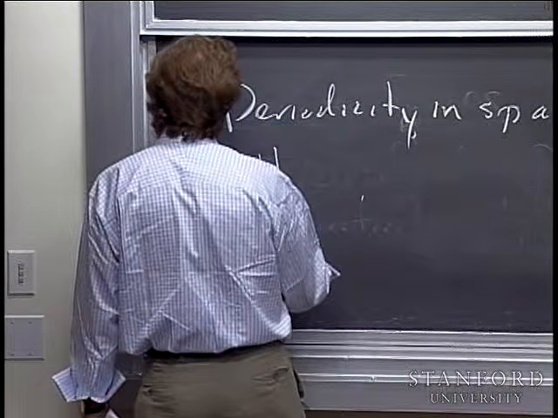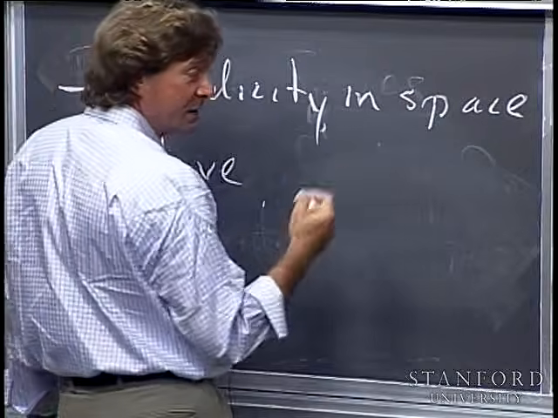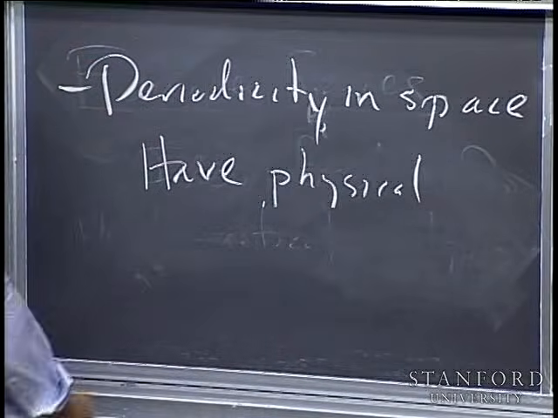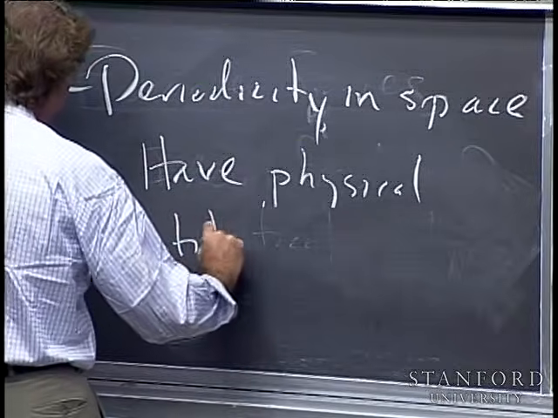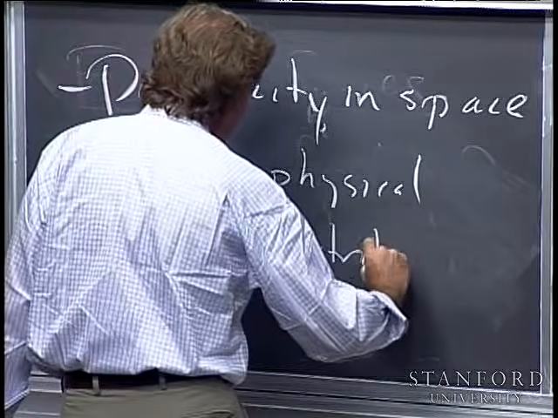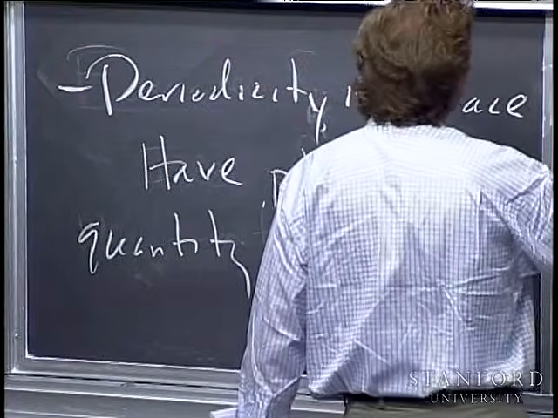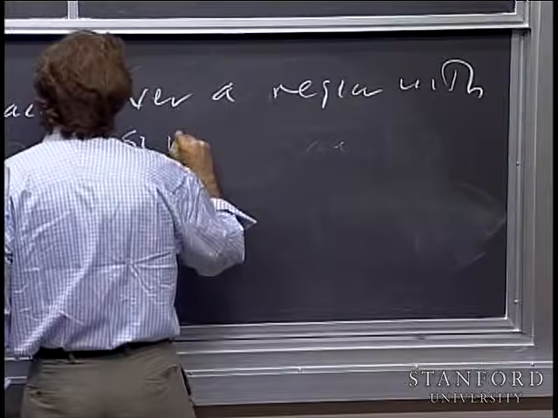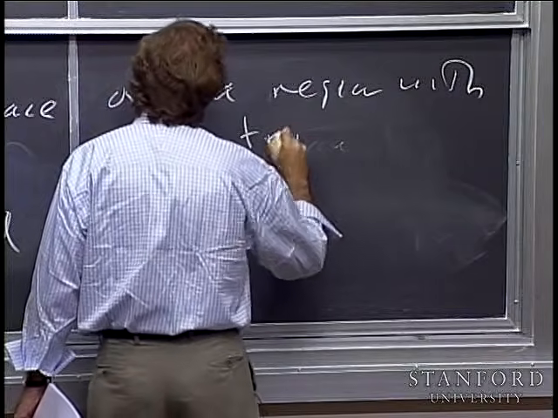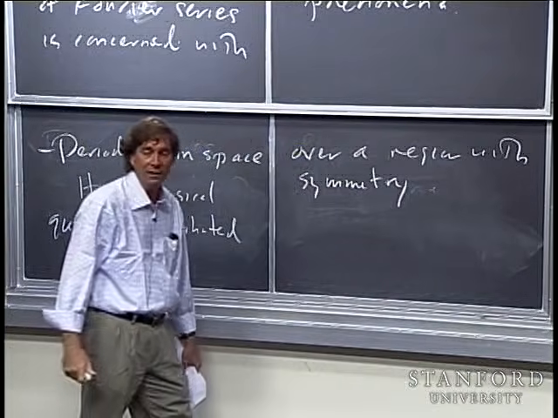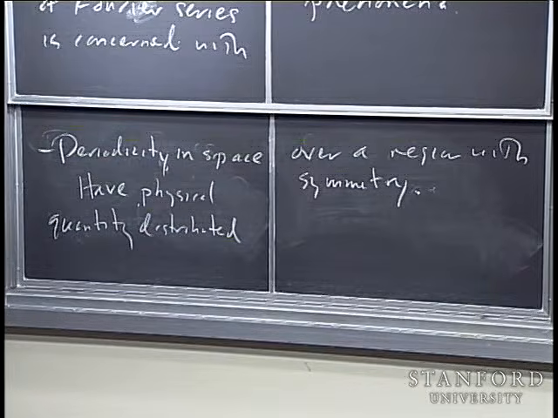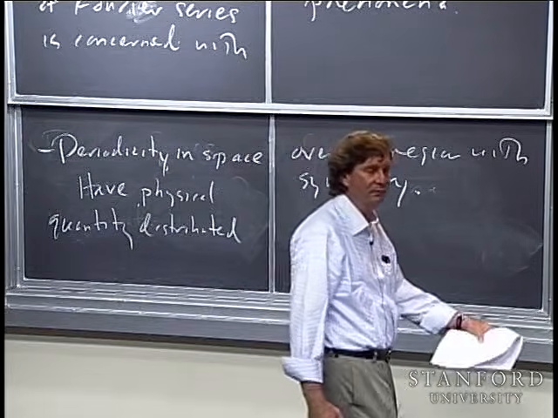I'll give you an example in just a second. So here you have, say, some physical quantity, not always, but often, distributed over a region with symmetry. The region itself repeats. The region itself has a repeating pattern. So the periodicity of the phenomenon, the periodicity of the physical quantity that you're measuring, is a consequence of the fact that it's distributed over some region that itself has some symmetry.